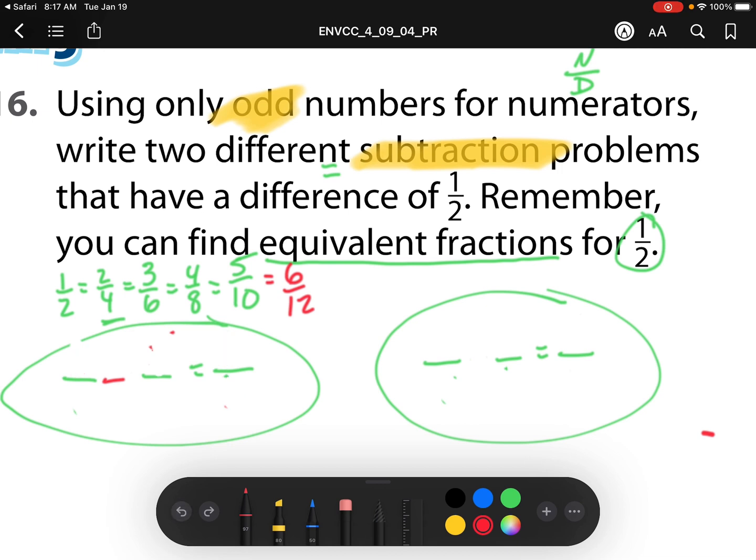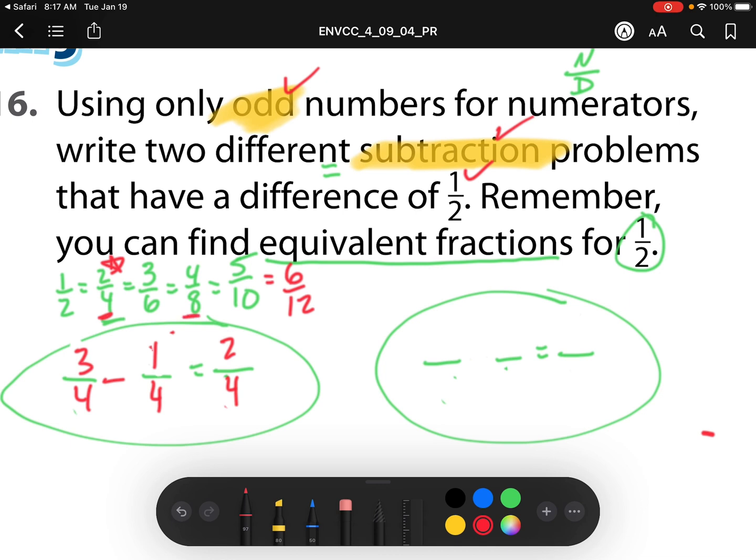Let's just try at the very beginning our fourths, so 2/4. So let's see, what minus what equals 2? Well, 3 minus 1 equals 2. So that one is good. And it's an odd number, and it's subtraction, and it equals a half, because 2/4 is equal to a half. So let's head to our next one.